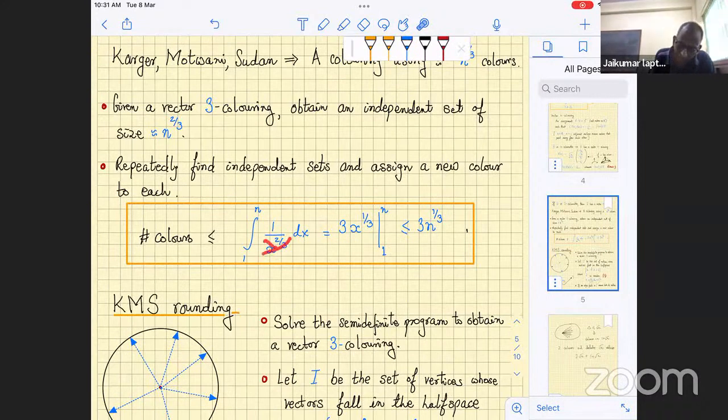So in general, if you have f of n, if there is an algorithm for computing independent sets, which on n vertex graphs of a certain structure produces an independent set of size f of n, then the number of colors you need by this greedy algorithm of repeatedly plucking out independent sets and assigning them a new color is integral 1 over f of x dx. In our case, f of x is x to the 2/3. So you will be done with n to the 1/3 colors.